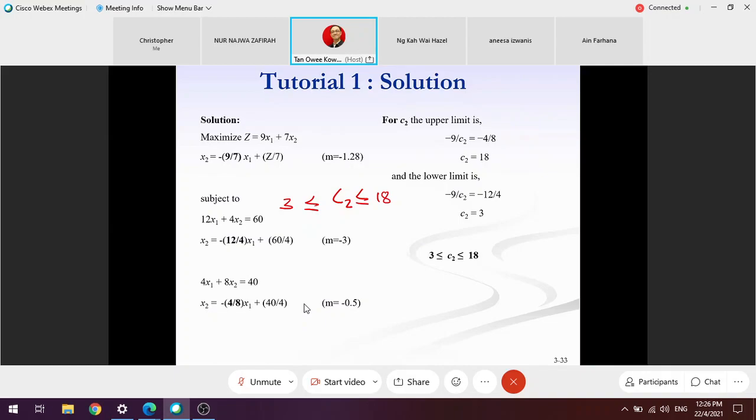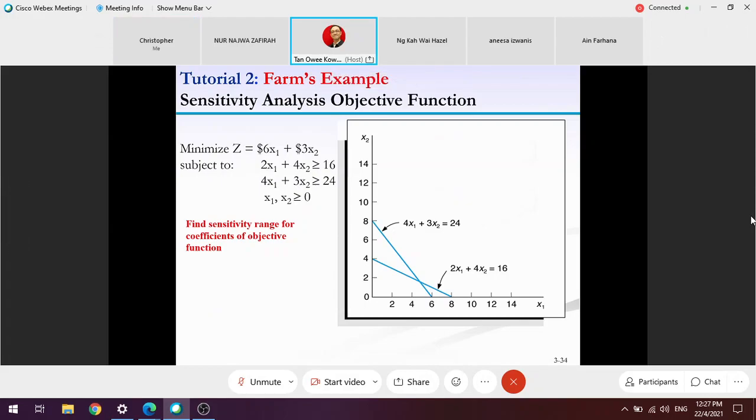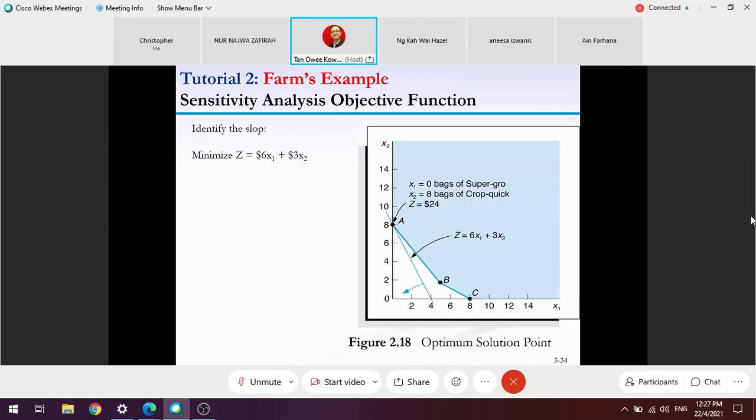Ada soalan untuk ini? Okay. Tutorial 2, basically tutorial 2. Oh, tutorial 2 ini ada sikit tricky. Basically this is the farm example. The farm example. Okay, sebenarnya okay, you see that the first step is the same.